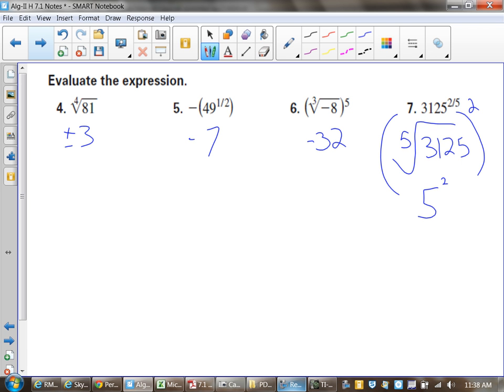And what's 5 squared? Plus or minus? No, not in this case, because you're taking an odd root, so we don't have to worry about it. Okay? You're taking an odd root. This is as easy as this gets. I know it's not that hard.